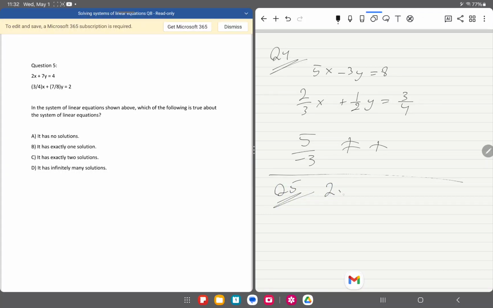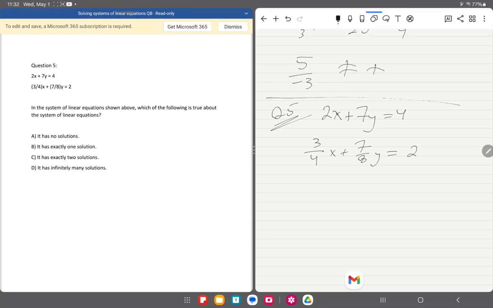Now, question 5, 2x plus 7y is equals to 4. 3 over 4x plus 7 over 8y is equals to 2. Now, let us try 2 over 3 over 4, 8 over 3, 7 over 7 over 8. Now you can already see how this one is not infinitely many solutions. So let us go to 2 over 7. Is it equals to 3 over 4 over 7 over 8? 3 over 4 over 7 over 8, which is 6 over 7. So no, it's not. This one is not equals to this one. It's not equals to 4 over 2. So this one has one solution. This one is going to end up with having one solution.